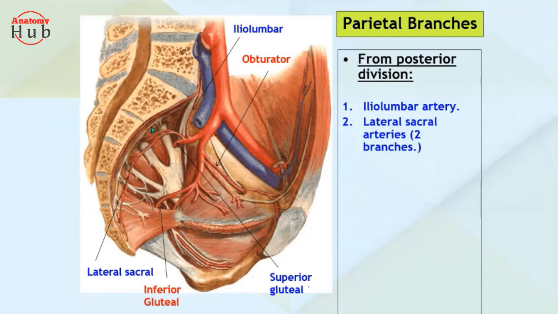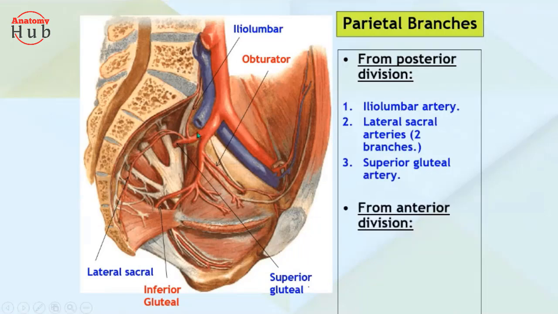Okay, and the two branches are coming from that, right? Then here you will find the superior gluteal artery. Here you can imagine, if this internal iliac artery is running downward, then posteriorly, this is your posterior division. So obviously whatever branch comes from here will go superior to this piriformis muscle. So the superior gluteal artery is also a branch of your internal iliac artery, posterior division. Then from the anterior division, what are the arteries you will find over here?